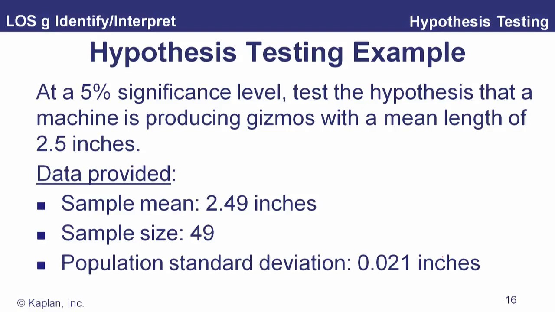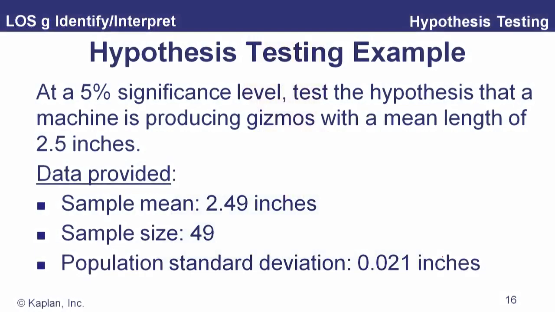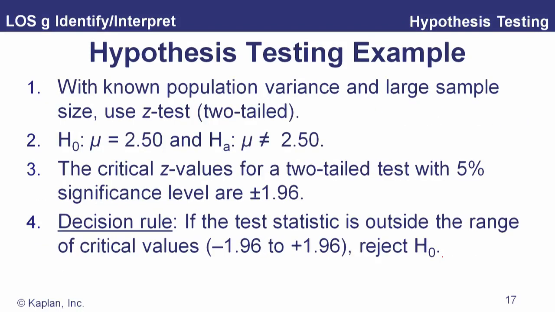So our sample mean is 2.49 inches. The question becomes, at the 5% significance level, can we reject the null hypothesis that the mean length is 2.5 inches? Well, let's see. Our sample size is 49, and our population standard deviation is given to us as 0.21 inches. So we have a known population variance. We have a large sample size.